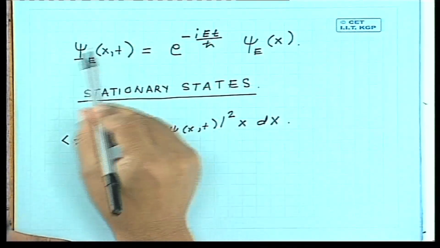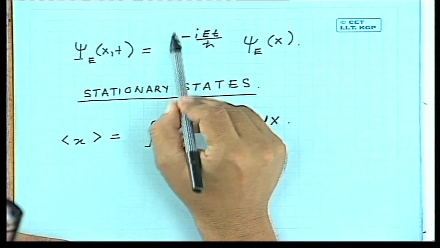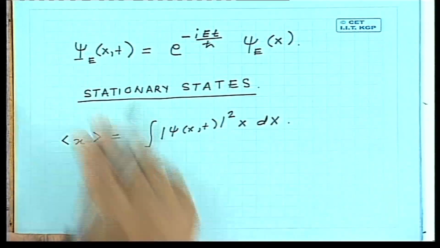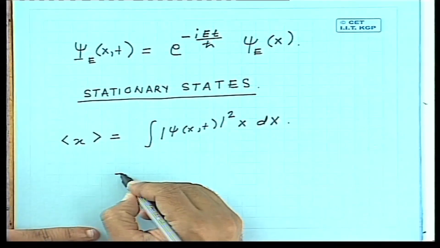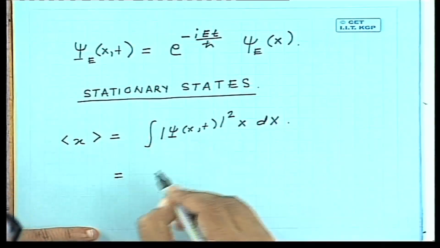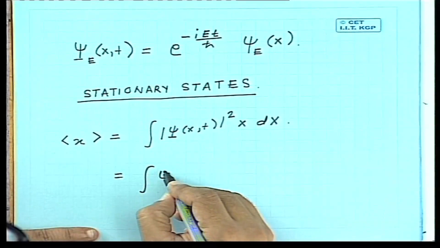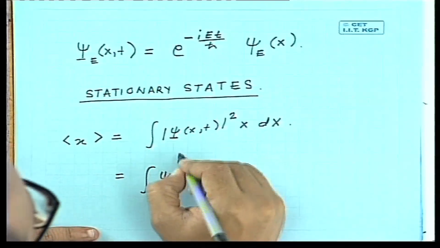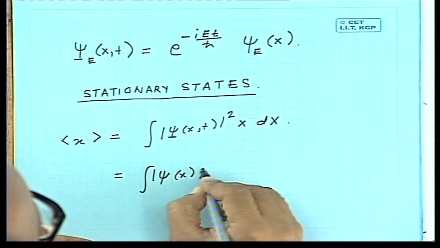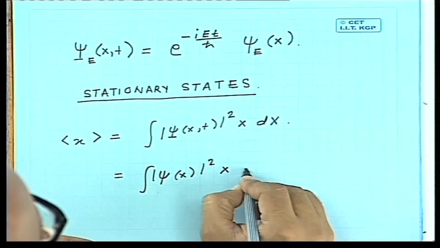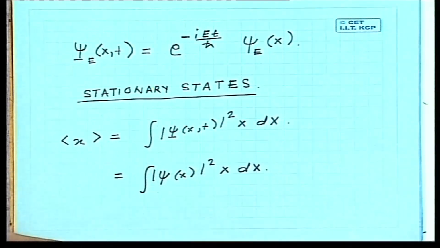When I take the mod of this wave function, this does not contribute. So the mod of this is equal to just the mod of just this much. So for a stationary state, the expectation value of say position does not change in time.